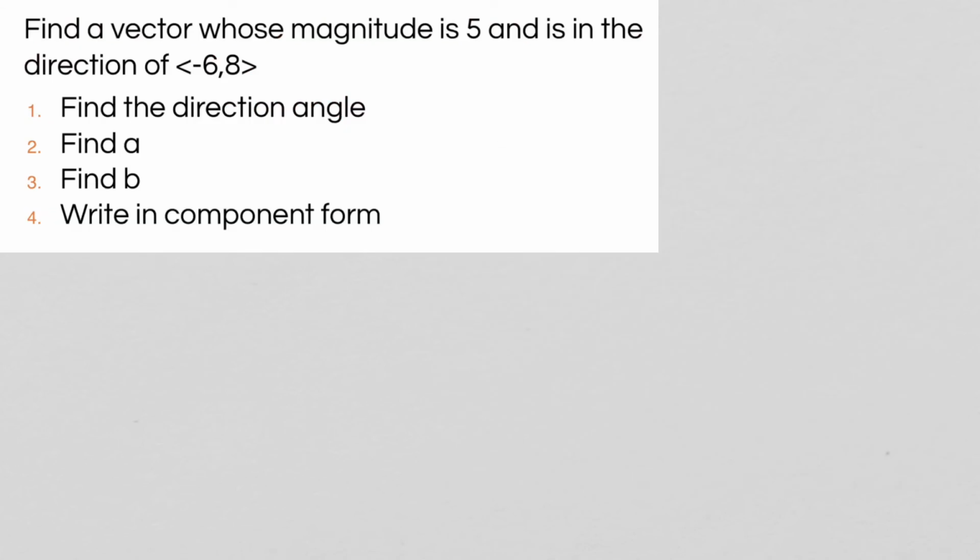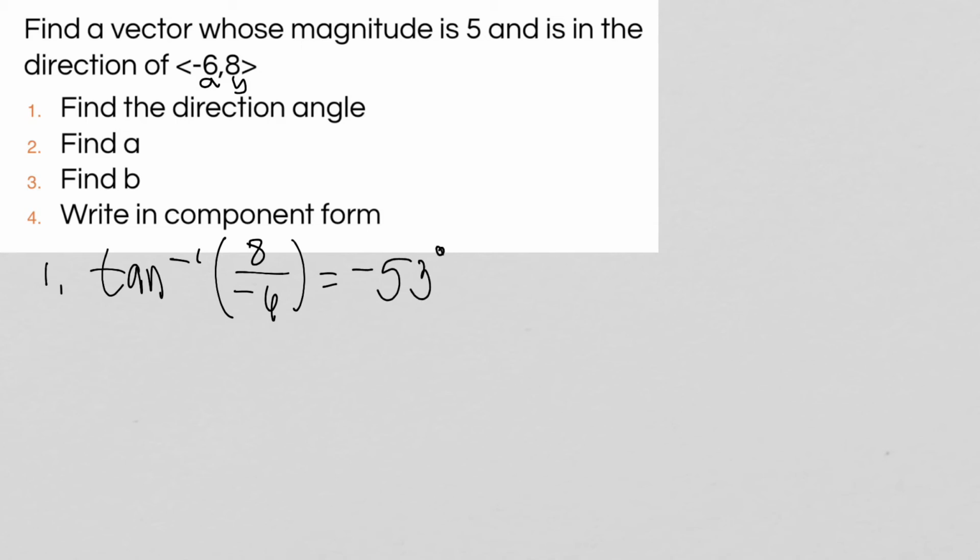All right, so I'm going to be giving you different questions about this. I'm going to be asking you to find the vector whose magnitude is 5 and is in the direction of another vector that's -6, 8. Step by step, I'm going to tell you what to do. The first thing we want to do is find the direction angle. So tangent to the -1. Remember, this is my A, this is my B. So 8 over -6. Go ahead and plug that in the calculator, and you again get -53 degrees.